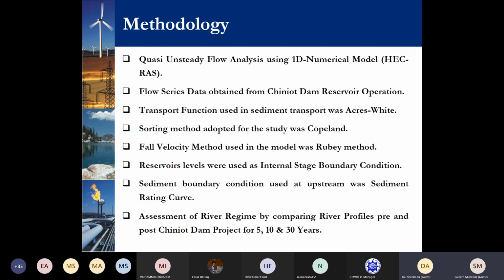Now methodology. The methodology I adopted is based on quasi-unsteady flow analysis using a 1D numerical model. The software I used is HEC-RAS 6.0. Flow series data was obtained from Chenab Dam reservoir operation, which was carried out during the feasibility study of the Chenab Dam. The transport equation and transport function used in sediment transport was Ackers and White. Sorting method adopted for the study was Copeland. Fall velocity method used in the model was Ruby method. Reservoir level was used as internal stage boundary condition to represent the reservoir levels. Sediment boundary condition used at upstream was sediment rating curve, and assessment of river regime by comparing river profiles pre and post Chenab Dam project for 5, 10, and 30 years.